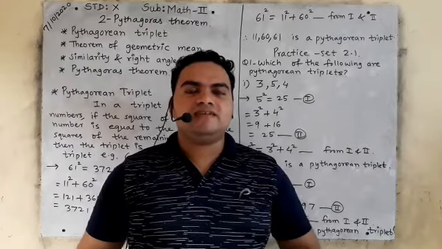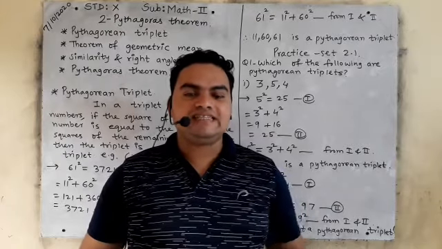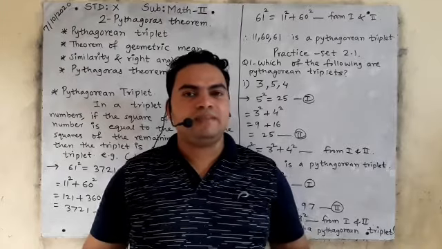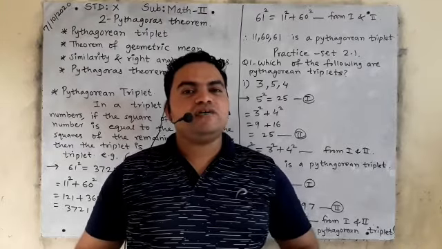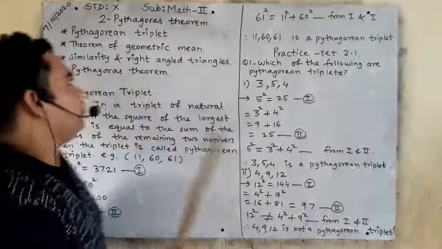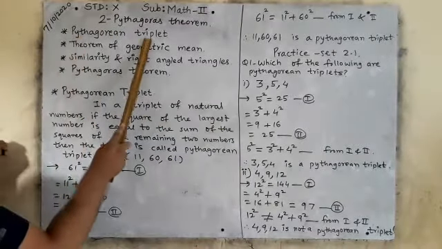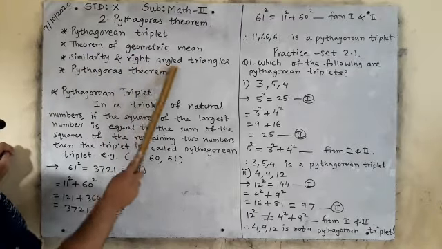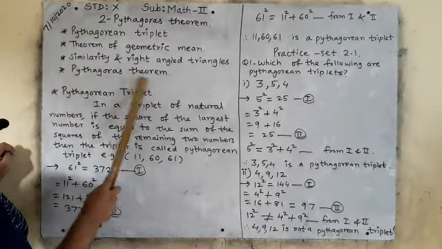Everyone, this is Imran Pardesi sir, and today I will be starting standard 10th math second chapter, that is Pythagoras theorem. So dear students, in Pythagoras theorem today we will see, look at the board, the first one: Pythagorean triplet, theorem of geometric mean, similarity and right angle triangles, and Pythagoras theorem.